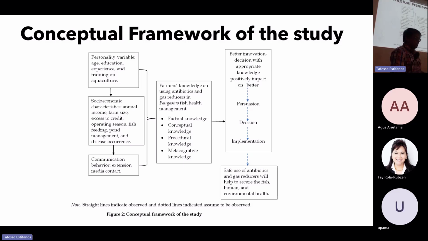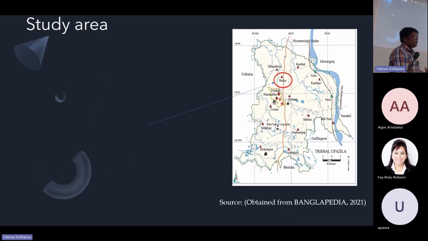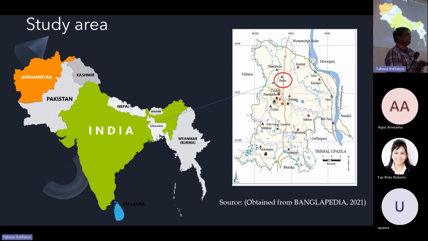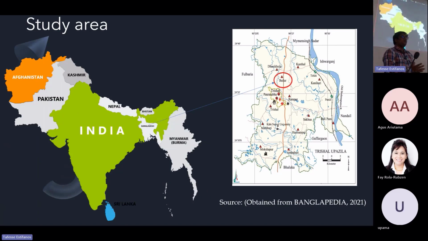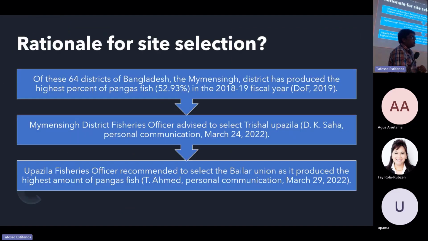So it's very popular. Not only that, in the methodology I will explain why I selected Pangas and why the study location. It was of course conducted in Bangladesh, in a small Upajala Porishad called Trishal, and within Trishal there is a smaller union called Boiler. This is the rationale for site selection: out of 64 districts, Mymensingh district produced the highest percentage of Pangas in the 2018-19 fiscal year.